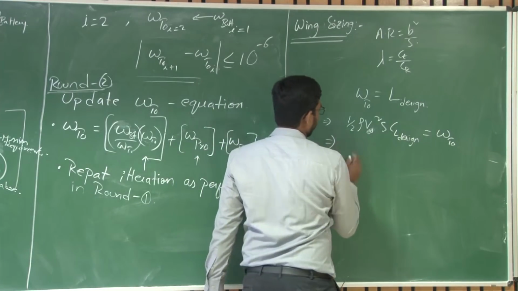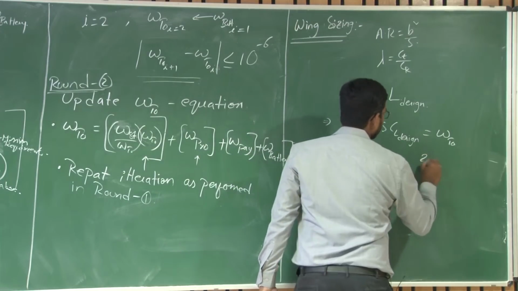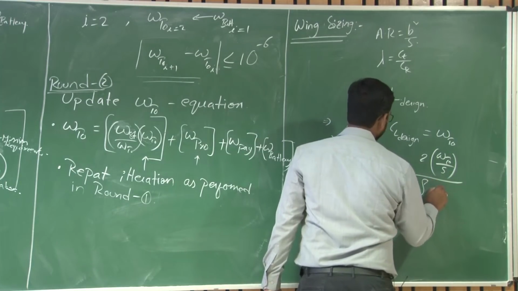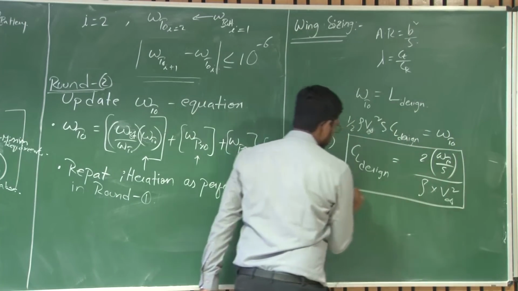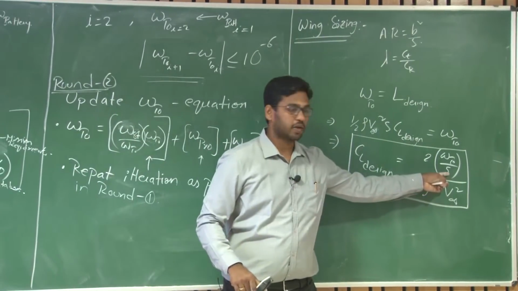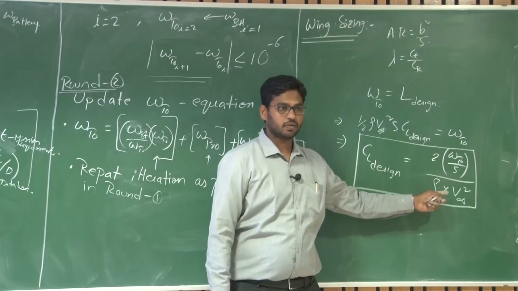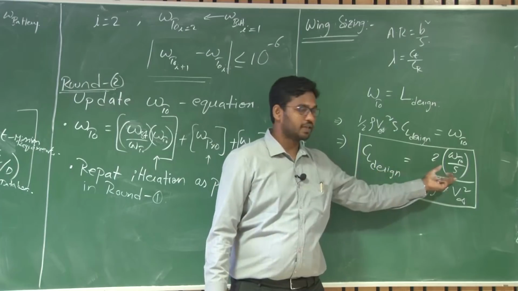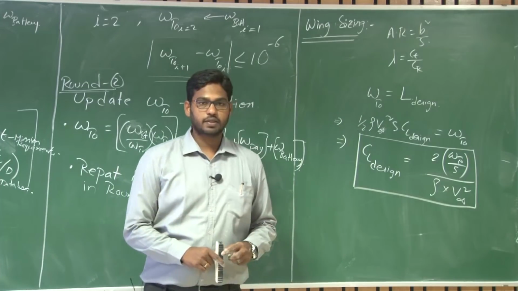So C_L design is equal to twice the wing loading divided by the density at that particular altitude into the velocity of flight. So remember this equation, right? We'll discuss how to arrive at this particular area for a given weight of the UAV, the altitude of flight, as well as the velocity of flight, right? So we'll figure out what should be the corresponding C_L design and the corresponding wing area. Okay, we'll discuss this in the next lecture.